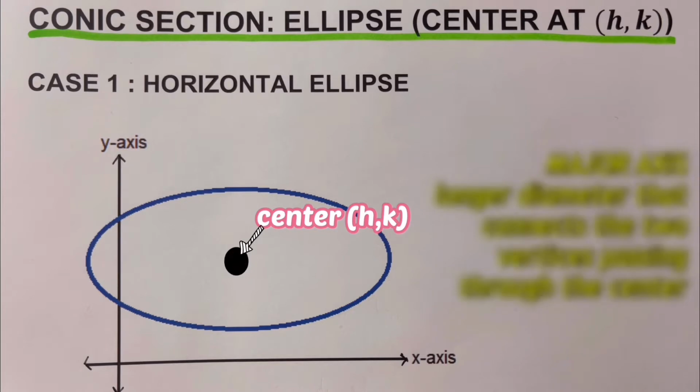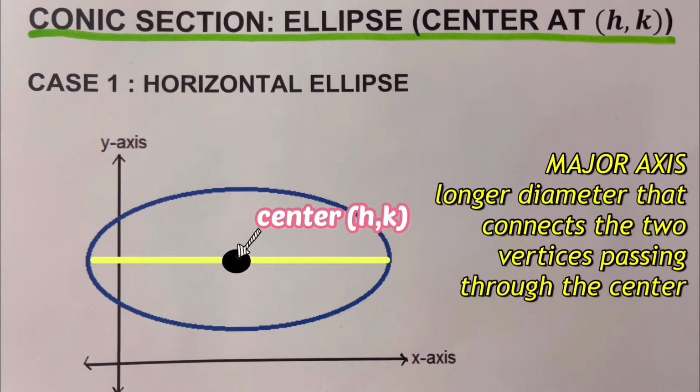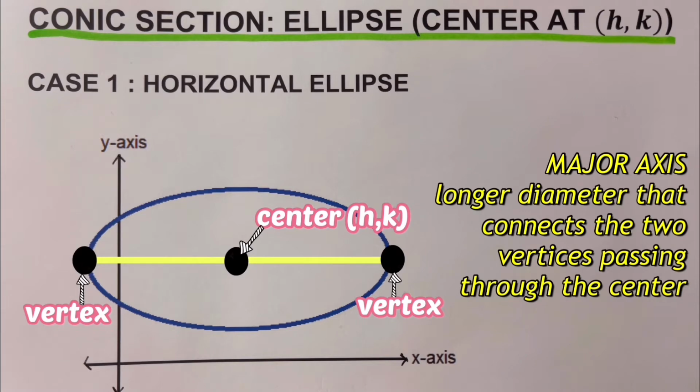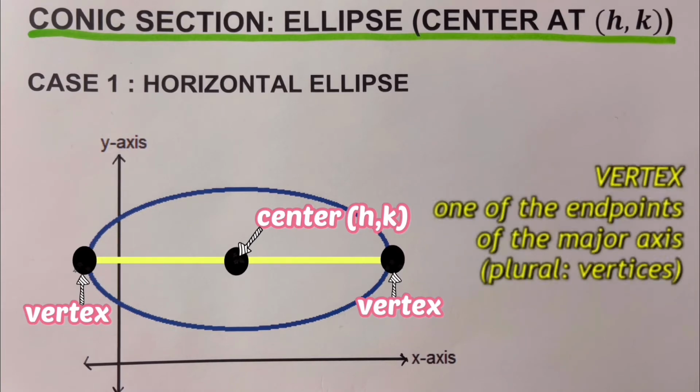Another part is the major axis. The major axis is the longer diameter. This is the line segment that connects the two vertices passing through the center. So on both ends of the major axis is the vertex. A vertex is the endpoint of the major axis, and there are two of them. So we call them as vertices.